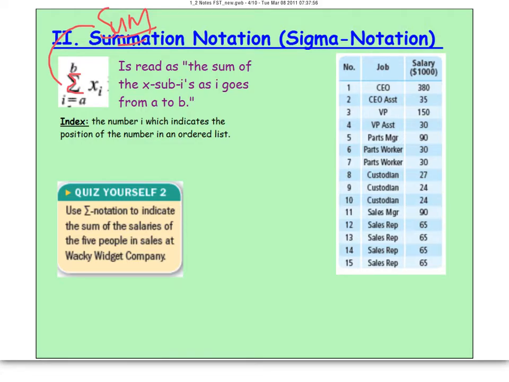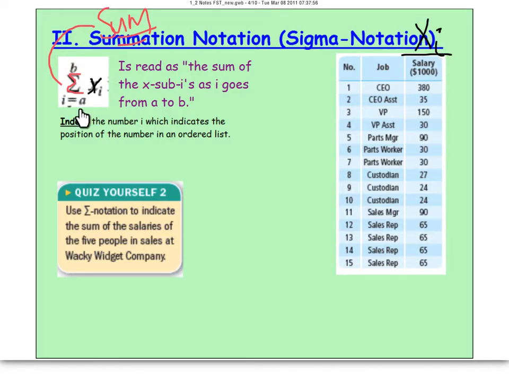So the sigma symbol means add. The x symbol here just means go to the particular data. I'm going to reference our salaries. Let's call our salaries our x sub i's. If I see this, it says sum all my x's, and the x's are the salaries because that's what they're labeled as.